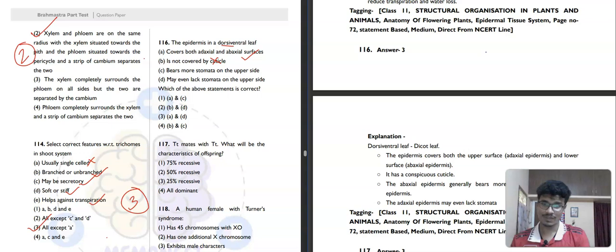Okay. So this option is actually not correct because this is saying for dorsiventral leaf. May even lack stomata on the upper side. Yes, it is correct one. So A and D will be the correct one. Okay. Third option will be the correct answer.